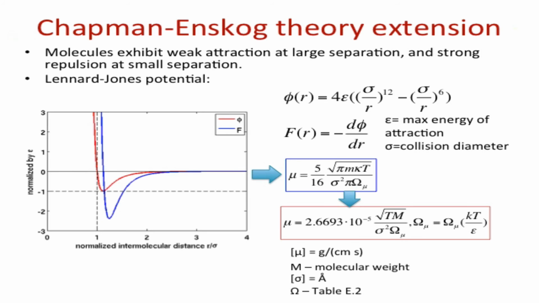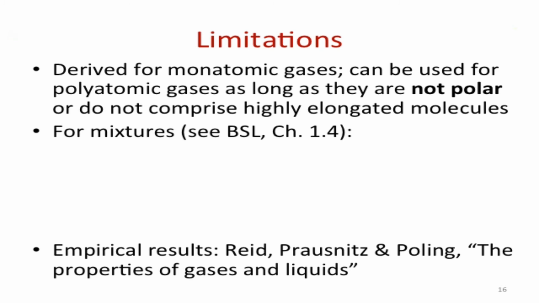And then when you plug it in, if you use the units in table E2, then you should use angstroms for sigma. Okay, these are also measured. Molecular weight is molecular weight, and you should use viscosity in the CGS system. And when you plug into this formula, you can calculate. So again, we're not going to go through the derivation, but assuming that we can accept this, let's see what the limitations are and how well it works.